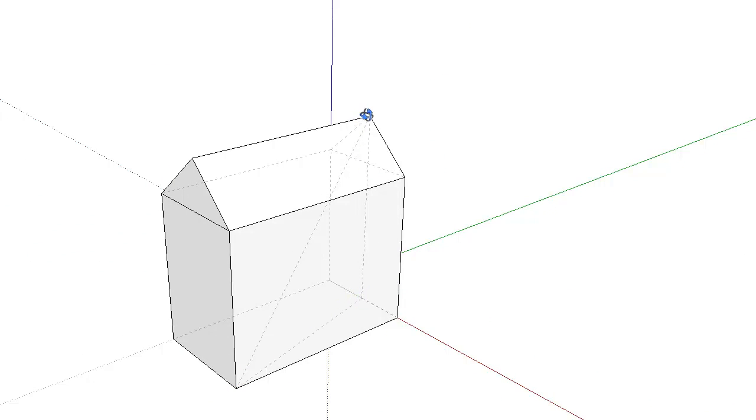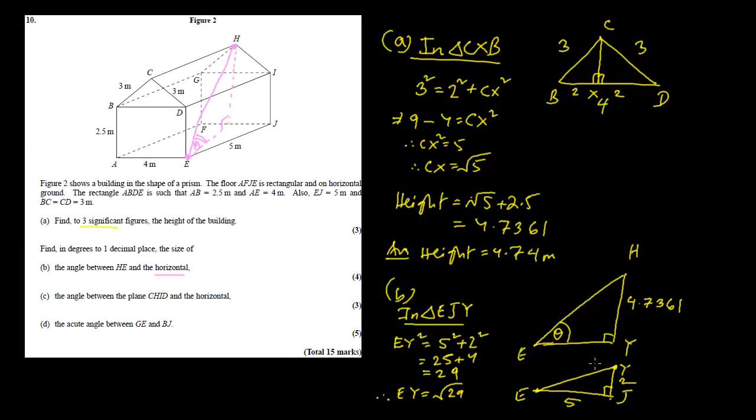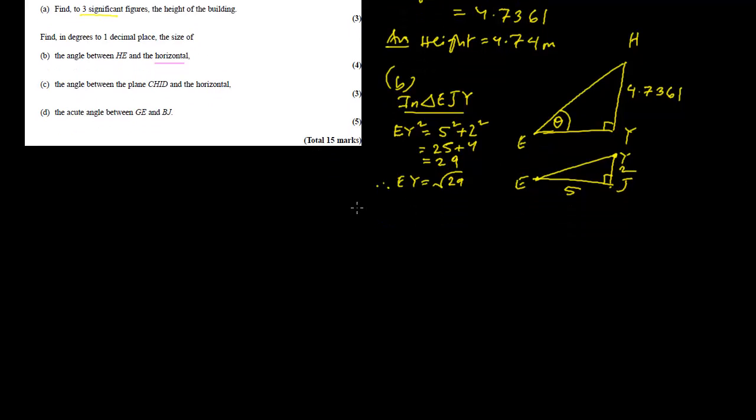We know the height, what we found in the previous one. So we know this, we know this. We can find this angle very easily. So this is EY, square root of 29. So now we can write, in triangle HYE, now this triangle we are using, so we can write tan theta equals 4.7361 divided by square root of 29. Remember, EY is square root of 29.